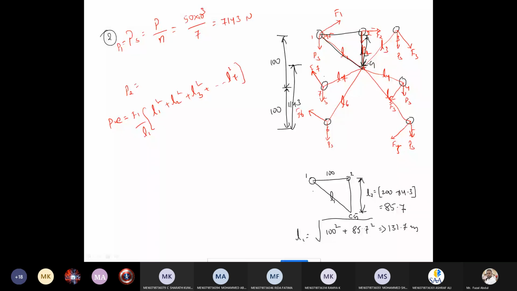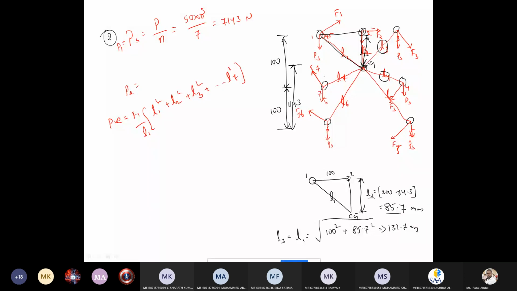Now how much is L2? L2 is this distance from this rivet center to this center. This distance represents the L2. Just now we calculated 85.7 mm. Now L3. How much is L3? Same, because it is symmetrical about the y-axis. So the same distance we can find, that is L3. Okay.